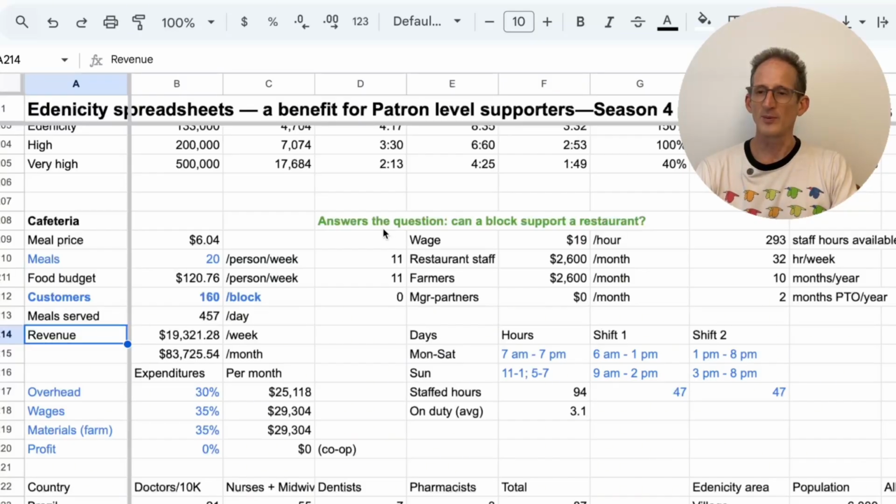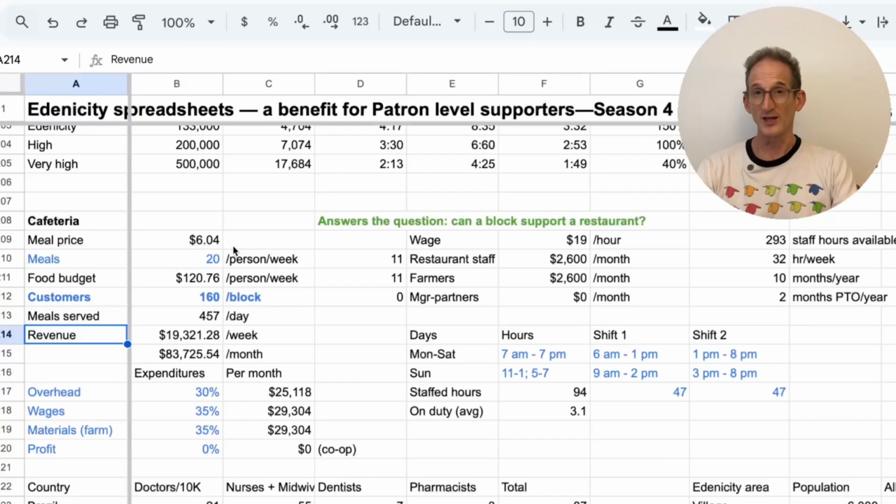And what I find is that a block is big enough to employ 11 restaurant staff and 11 farmers at an effective wage of $19 an hour, working 32 hours a week, 10 months out of the year with 2 months of paid time off. Yeah, kind of a worker's paradise. Now, there's nothing in Edenicity that guarantees that any of this will be the case. I'm just showing how good it can be, just plugging in these salaries and then propagating them back to the meals.